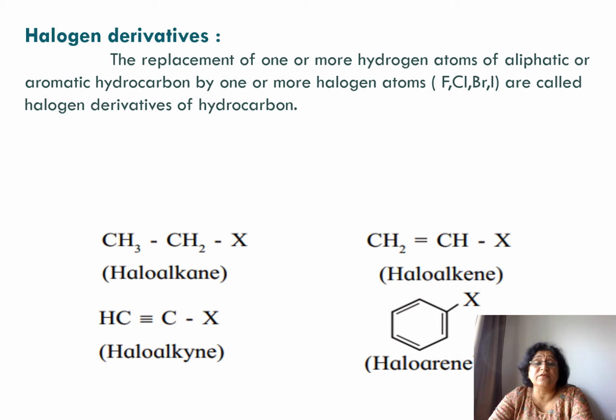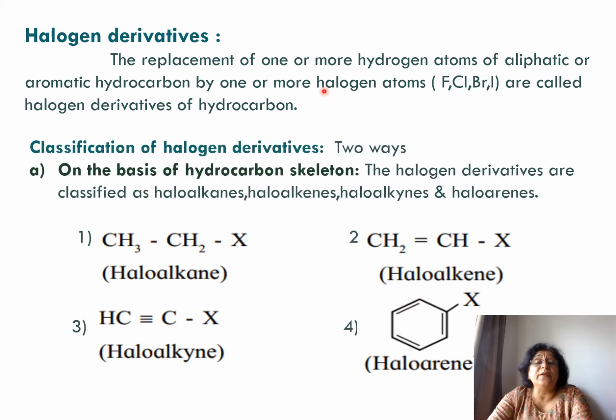Now coming to the actual chapter, that is halogen derivatives. What are halogen derivatives? Halogen derivatives are the derivatives of aliphatic or aromatic hydrocarbon which are obtained by replacing one or more H of alkane with halogen, or one or more H of aromatic hydrocarbon with halogen. Such a compound is called haloalkane or haloarene.